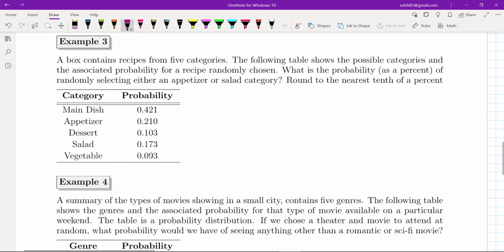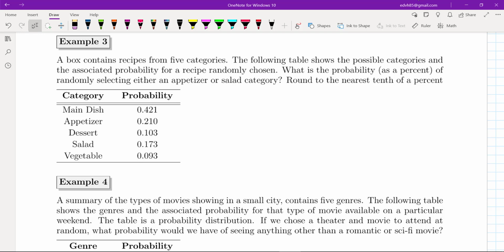So a box contains recipes from 5 categories. The following table shows the possible categories and the associated probability for a recipe randomly chosen. What is the probability as a percent of randomly selecting either an appetizer or a salad category? Round to the nearest tenth of a percent. So you might remember we have done problems like this in chapter 4 in probability. However, those problems didn't come from getting the data from a table.